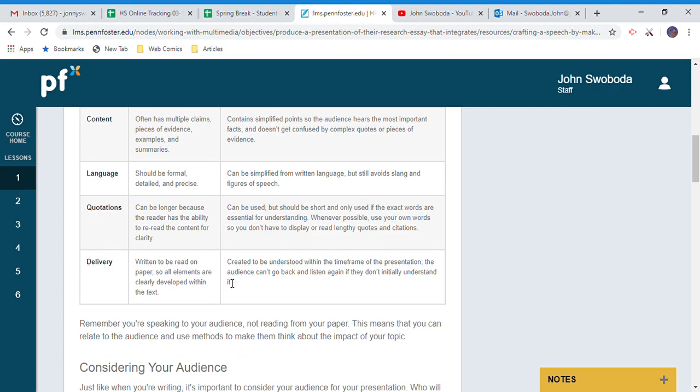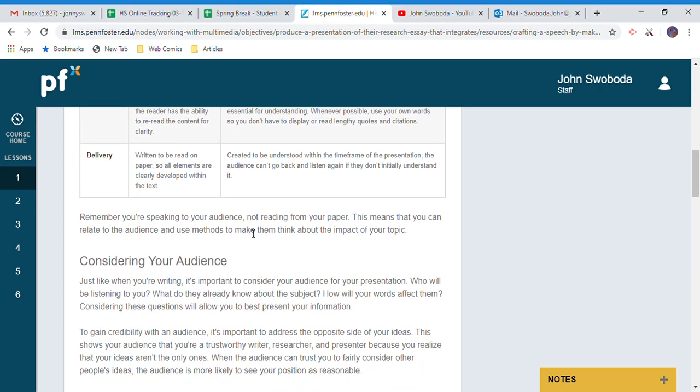And delivery. An essay is written to be read on paper, so all elements are clearly developed within the text. And a presentation is created to be understood within the time frame of the presentation. The audience can't go back and listen again if they don't initially understand. So it's better to use more repetition in a presentation than you would in an essay. Even though we already said essays are fairly repetitive, presentations are good to hit the same major points over and over again.